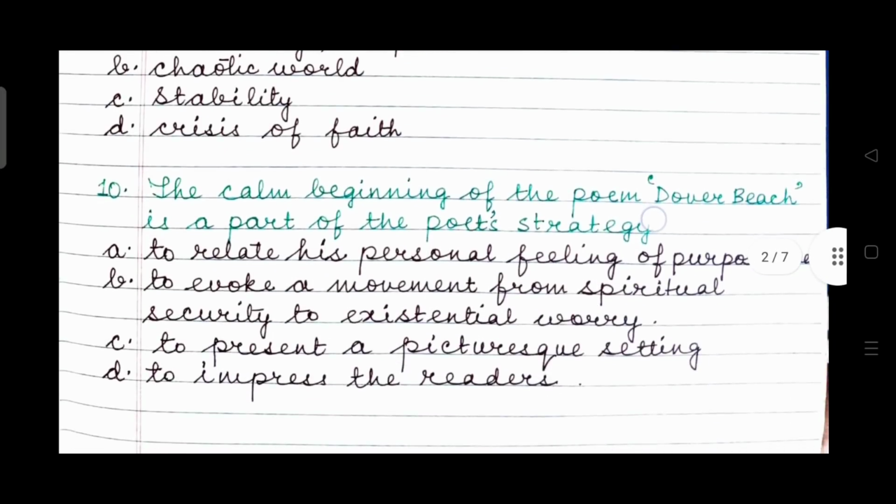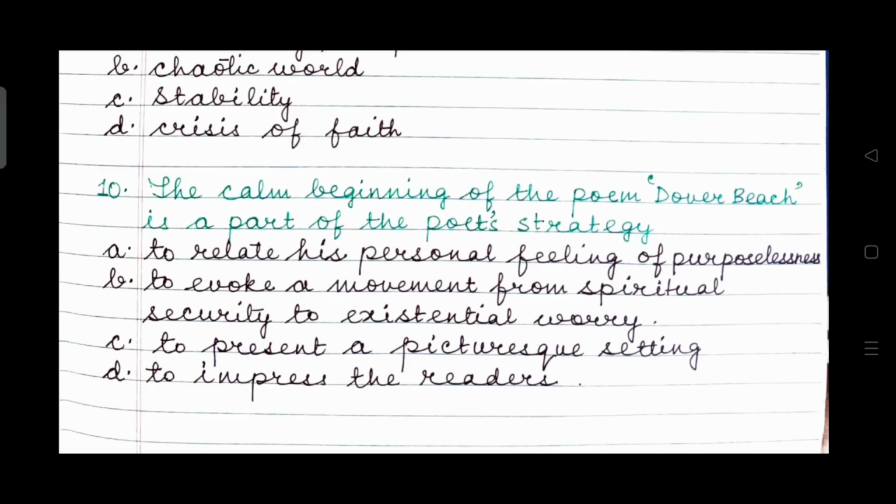Question number 10. The calm beginning of the poem Dover Beach is a part of the poet's strategy. Option A, to relate his personal feeling of purposelessness. Option B, to evoke a movement from spiritual security to existential worry. Option C, to present a picturesque setting. Option D, to impress the readers. What do you think is the right answer?